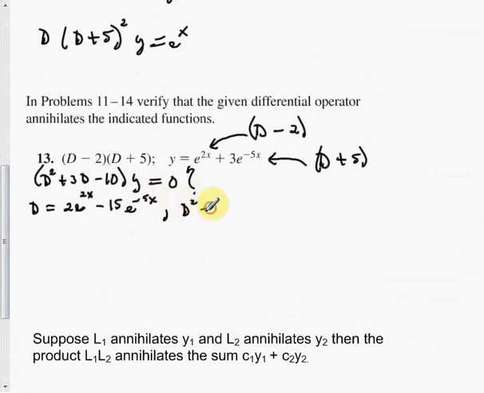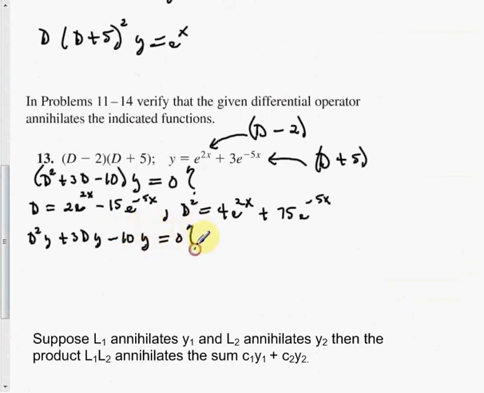D², or the second derivative, is 4e^(2x) plus 75e^(-5x). So based on this information right here, this is the second derivative on y, plus 3 times the first derivative on y, minus 10 times y. Does that give us 0? Well, we're going to check and see.